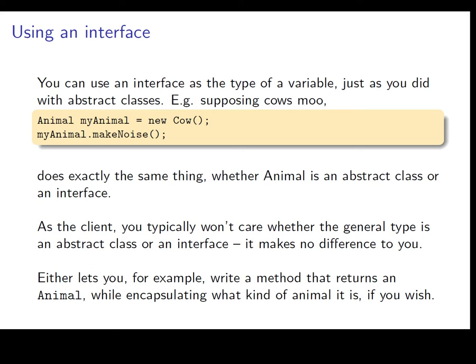The client should just know that they're getting some kind of animal. That way, if we later decide that we would rather create a horse or a cow or a cat, we can do so, and nothing on the client side will have to change. And again, that makes no difference whether animal is an abstract class or an interface. You can play that trick in either case.